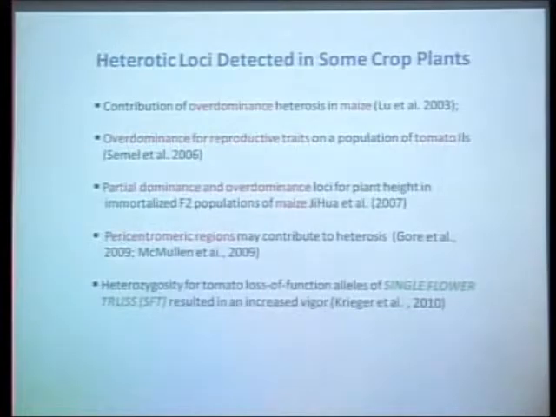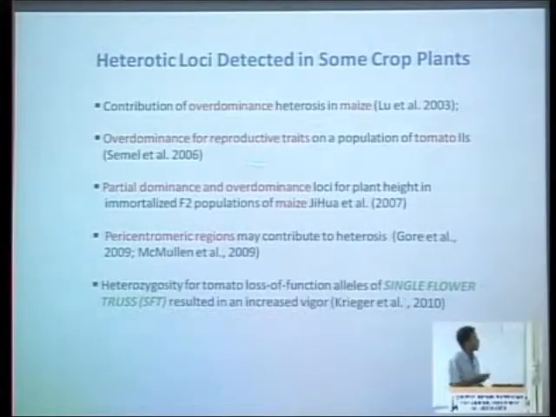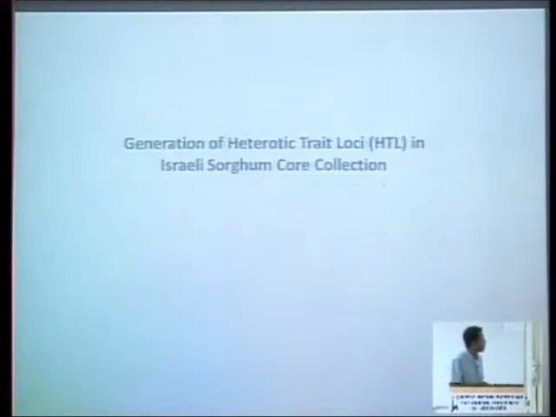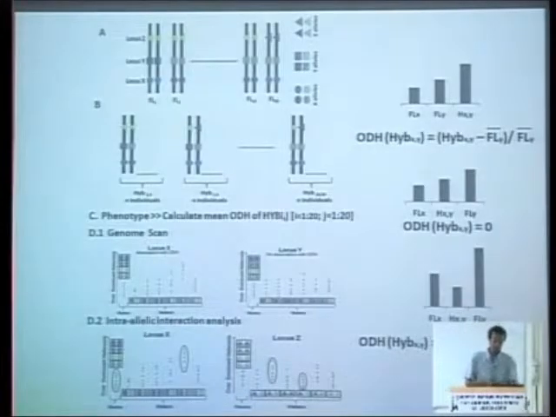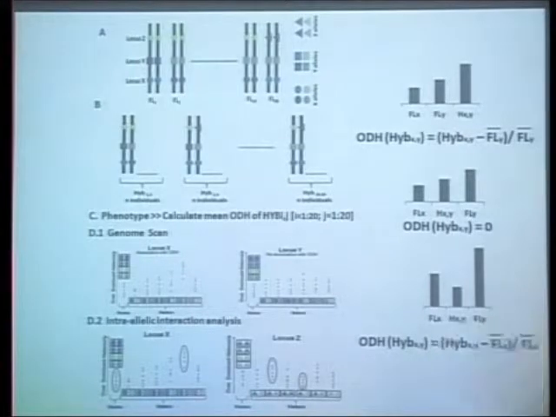If you see this, the first three and the first two used F2 or introgression lines. So they used mapping populations to scan the genome, a genomic scan using mapping populations. This was a mutation. So this is a QTL from a pericentromeric region, which means a contribution of this region for heterosis. But in this approach, the idea is also a genomic scan, but the approach is a bit different.